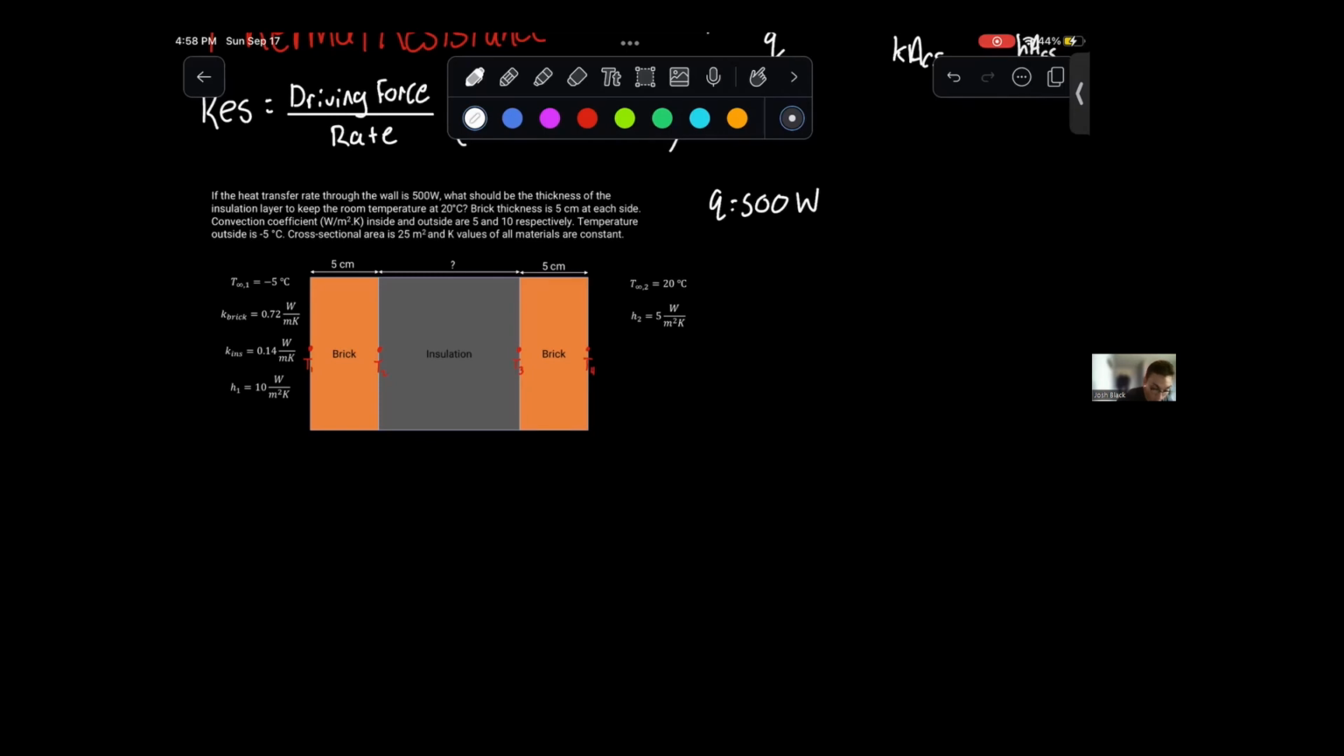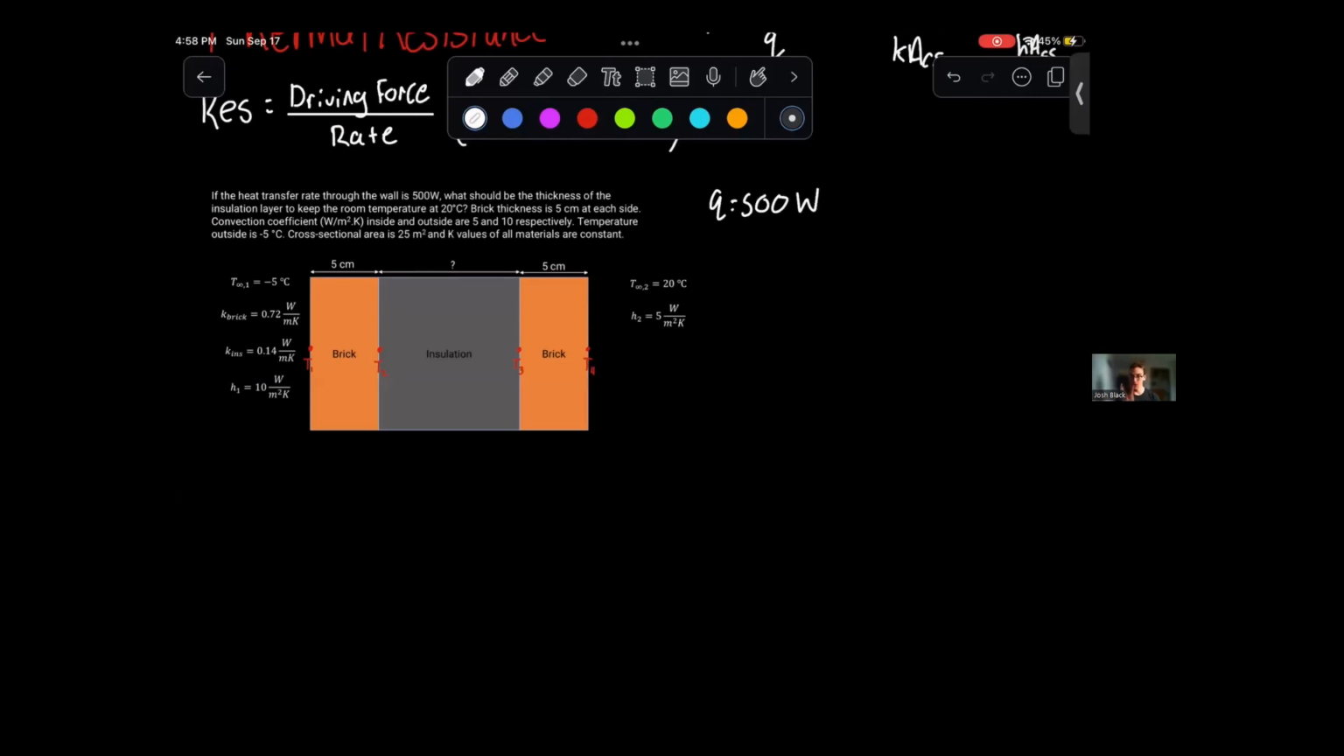Convection coefficient outside is 5, inside is 10. Yeah, the other way around. Inside is 5, outside is 10. Temperature outside is -5. Cross-sectional area is 25 meters squared. K values are constant. So how are we going to do this?